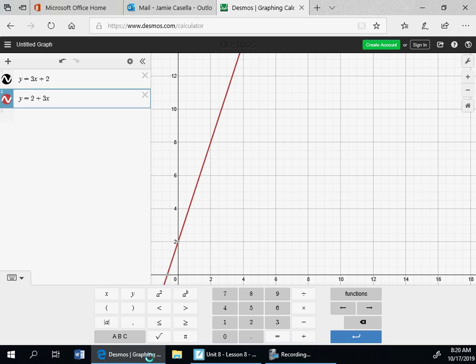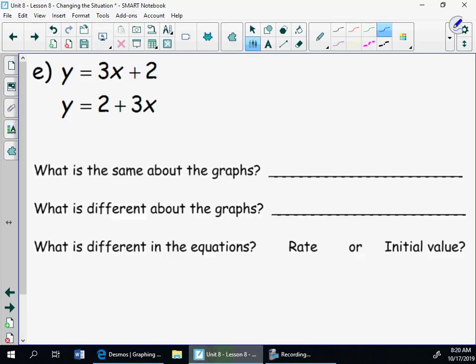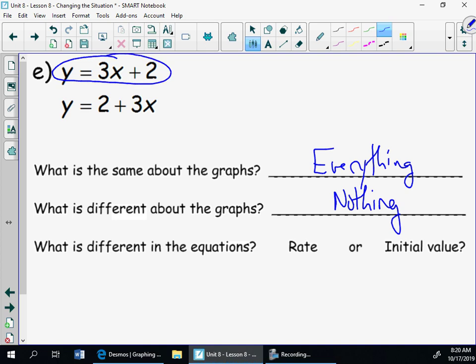Why is that? What's the same about them? I think everything's the same about them. What's different about them? Nothing. How come? The equations look completely different, or do they? Aren't they just the same numbers in a different order? Isn't that the same as saying 2 plus 3x? Right? So again, these look different, but it's not about order. It's about what value is where, what they mean.